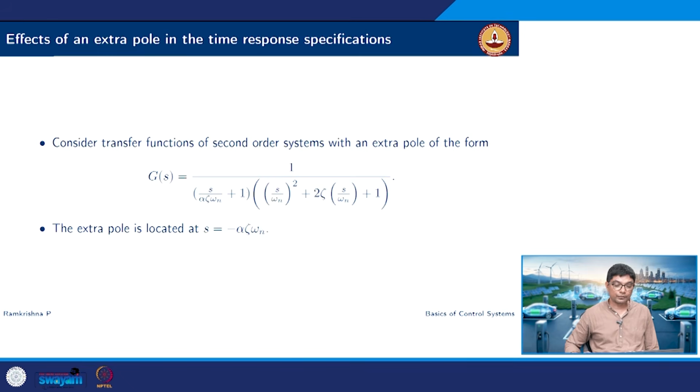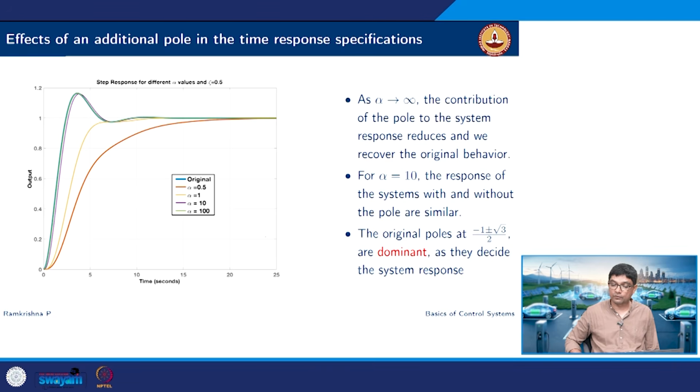Okay, so similarly, what is the effect of adding a pole? I just add a pole at the location again at minus alpha omega n, and I'll skip the mathematical details. What we see again is that as alpha goes to infinity, the contribution of the pole reduces, and we get back the original behavior. So that's not very exciting for us.